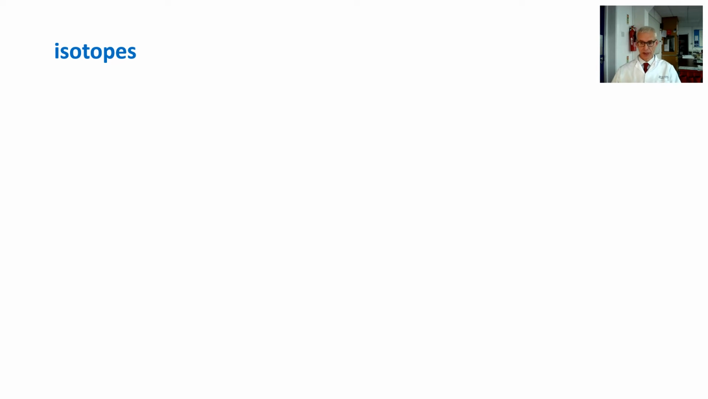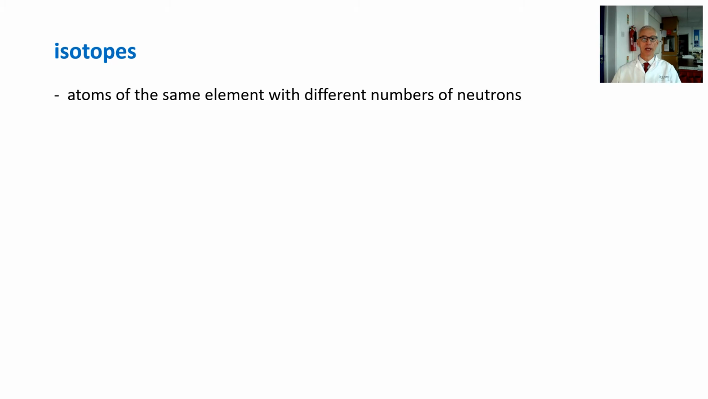Okay, so now it's my turn. Atoms of the same element with different numbers of neutrons. So atoms of the same element means the same numbers of protons, the same atomic number, but different numbers of neutrons. So what does that mean in terms of atomic number and mass number? Write down the definition of isotope in terms of atomic number and mass number. Pause, return to check against my answer.